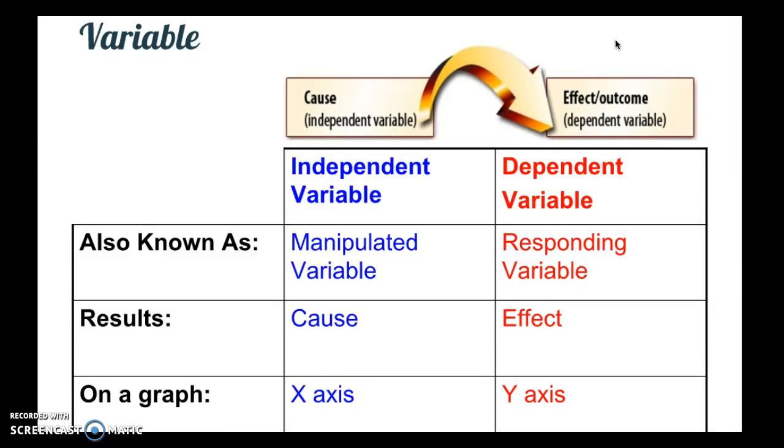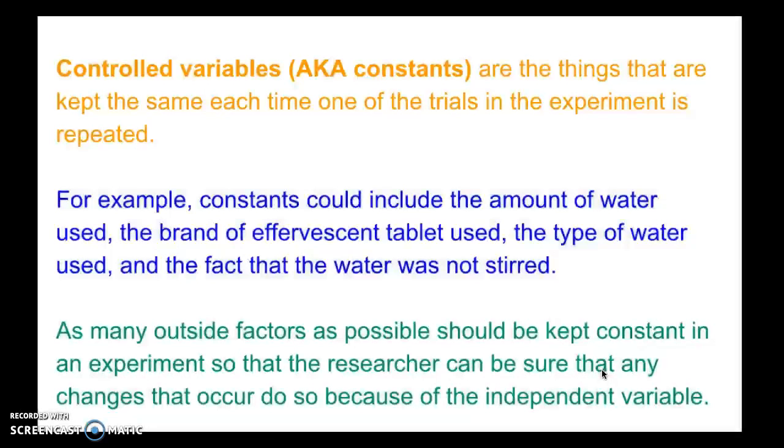To help you graphically, data tables or organizing your information into data tables always helps. So you can see here we've got the independent variable. It's also known as the manipulated variable. It's our cause in our cause-effect relationship, and we always plot it on the x-axis. The dependent variable, on the other hand, is our responding variable. It's what gives us our effect, and it's always graphed or plotted on the y-axis.